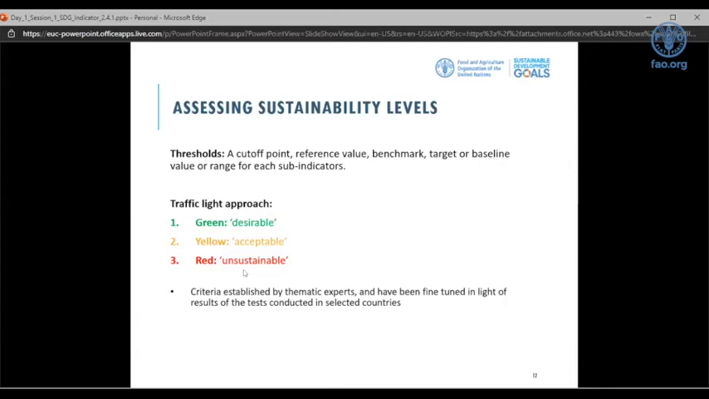Now, another important point is that these criteria or thresholds for each particular sub-indicator have been discussed and established in consultation with thematic experts and have been fine-tuned in the light of the various tests that we have conducted in selected countries, of which Bangladesh was obviously one.